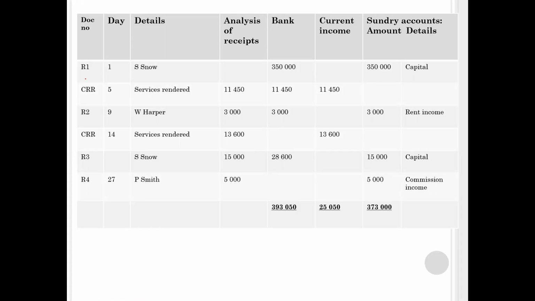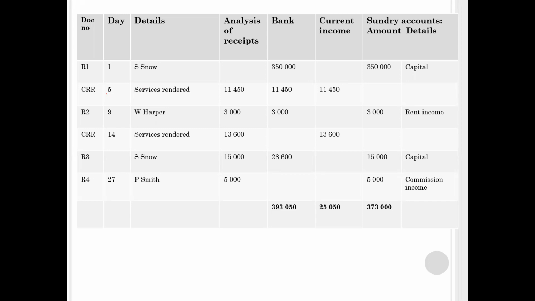It was receipt number 1 that was issued. There was a name of a person in the transaction, it is Snow. The amount 350,000 Rand, it was for capital, and they said it went directly to the bank account. So the amount will go directly to bank, not with analysis of receipts. And what was the transaction all about? Capital. And capital always comes with sundry accounts because there is not a capital column at the top.